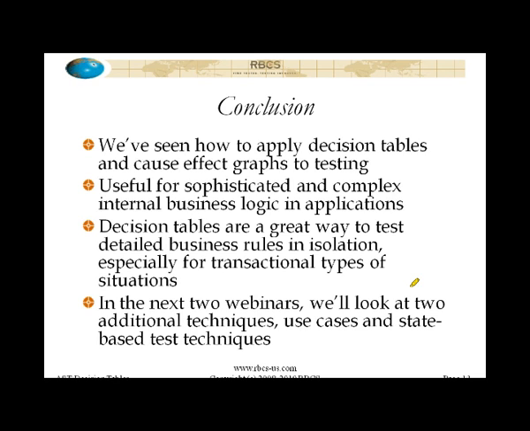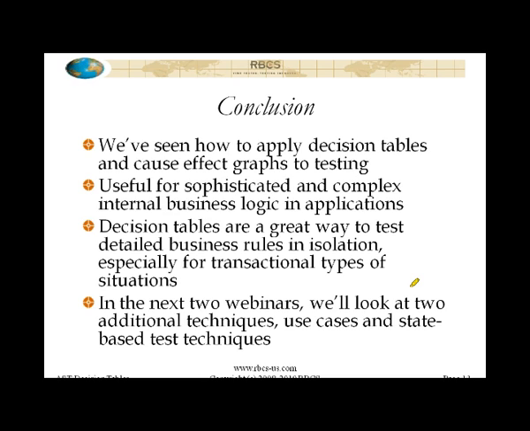Okay, so that is decision tables. And so we've now looked at decision tables and cause-effect graphs and their use for testing. As I said, these are useful for testing of internal business logic and applications, and they can become quite sophisticated and complex. What you've seen are small examples of decision tables. I've seen them 40, 50 columns wide before, so they can definitely grow.